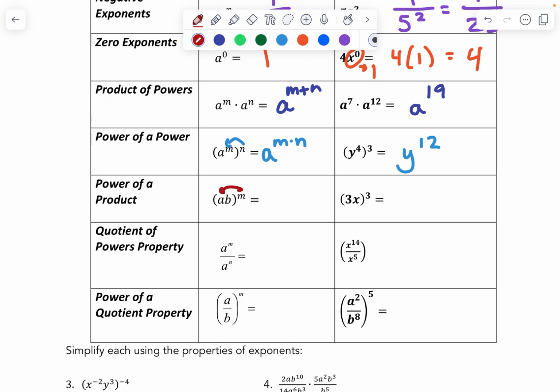Okay, this also means distribute, so this would be a to the m, b to the m. So this one, you just want to be careful because this would be 3 to the third. Don't forget the 3, and then x to the third. And you could use your green sheet. 3 to the third is 27.